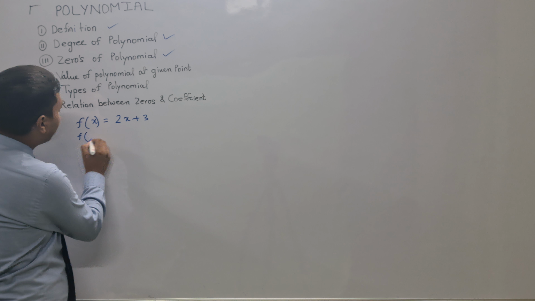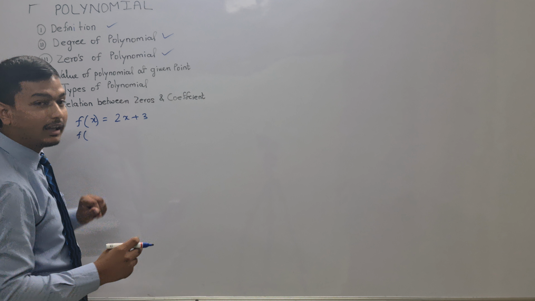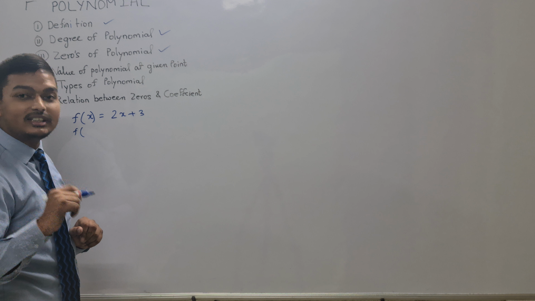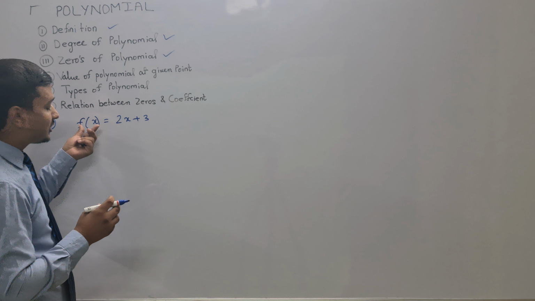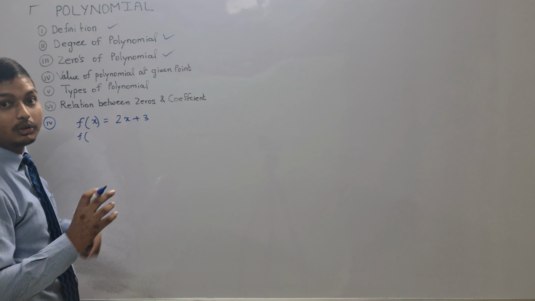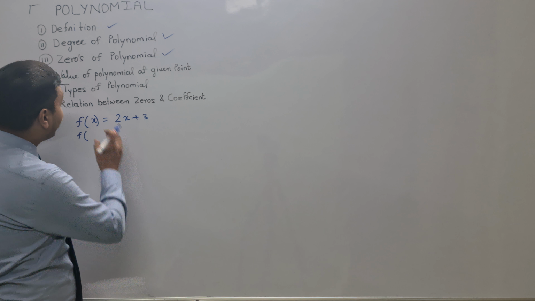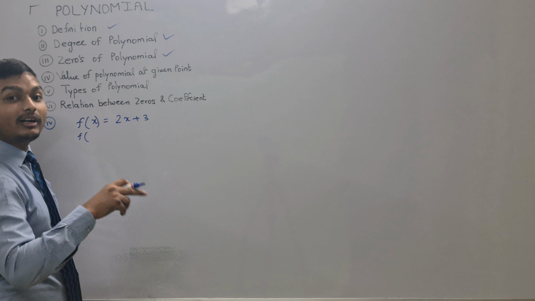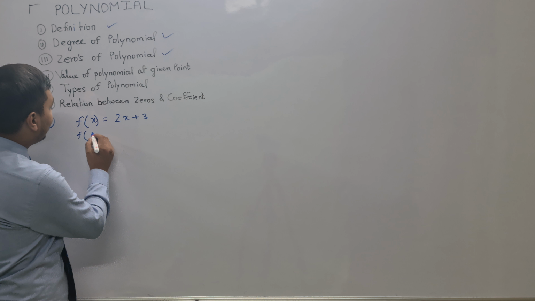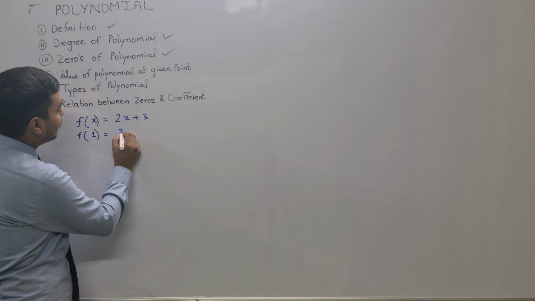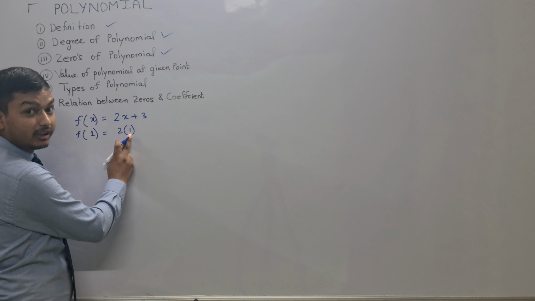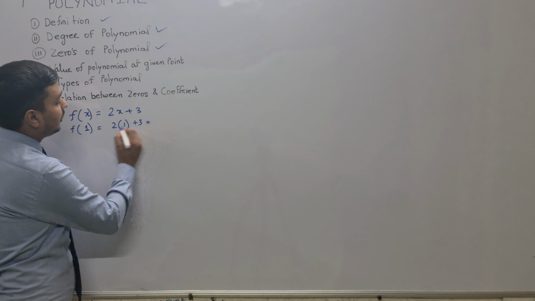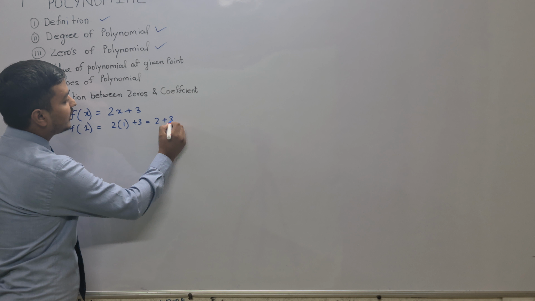In the zeros of the polynomial, how do we calculate it? If you didn't do that one, you can check my previous video and you will get the idea. In that condition, we take f(x), the output, as 0. But here, a value is provided, and at that provided value we need to calculate the answer. So in place of x, let us take 1. Then in place of x, I will put 1: 2 into 1 is 2, 2 plus 3 is equal to 5. It will be the answer.